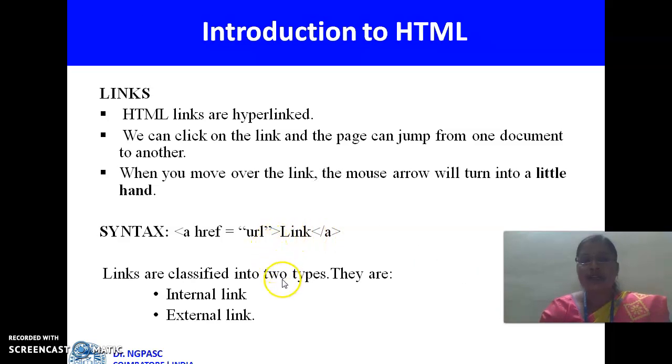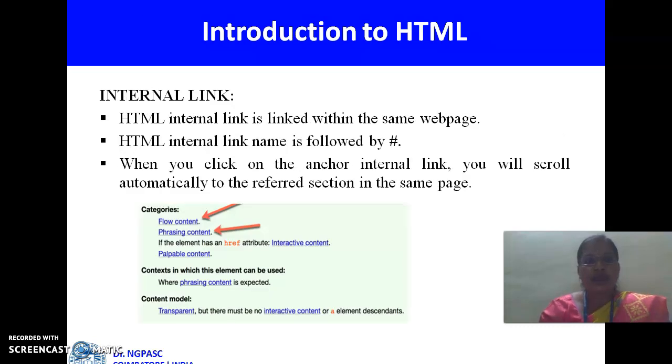Basically, links are divided into two types: the internal link and the external link. An HTML internal link is linked within the same web page. The internal link name is preceded by the hash symbol. When you click on the internal link, you will scroll automatically to the referred section in the same page. For example, I show here the flow content and the passing content, which use internal links. If we click the flow content, it refers to a section within the page. It does not go to another web page. That is called the internal link.